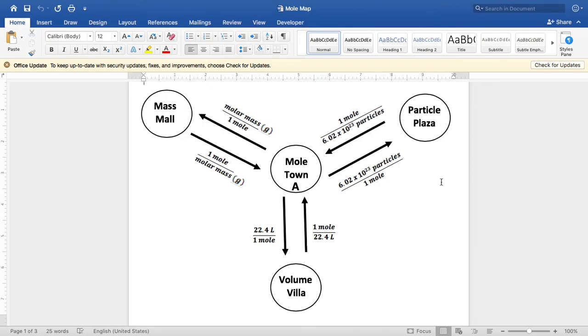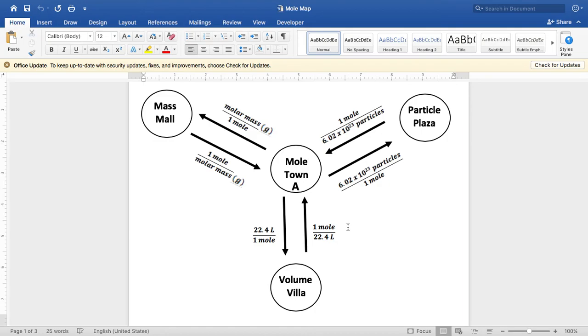Okay. Last but not least, you can go down south and you can go between Mole Town and Volume Villa. Well, in Volume Villa, you're going to be looking at volume. And the most common unit for volume is liters. So again, you have two options. If you want to go from Mole Town to Volume Villa, you follow this arrow and you use the conversion factor 22.4 liters divided by 1 mole. If you're going the opposite direction from Volume Villa to Mole Town, you would follow this arrow going up and you would use 1 mole divided by 22.4 liters.